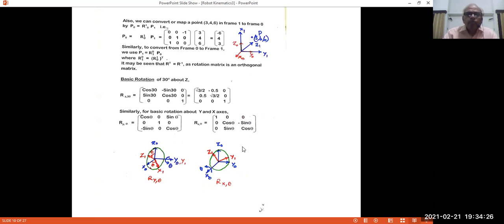Well, when we come to translate, take the same two frames that we had earlier. Suppose there is a point P which is 3, 4, 6. You want to find out what are the coordinates of this point with respect to frame 0. Well, simple, that rotation matrix multiplied by 3, 4, 6. That will give you minus 6, 4, and 3.